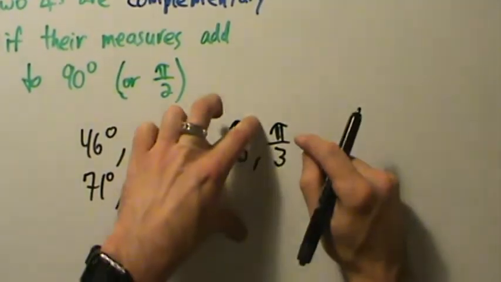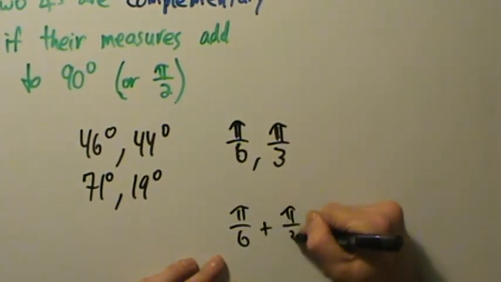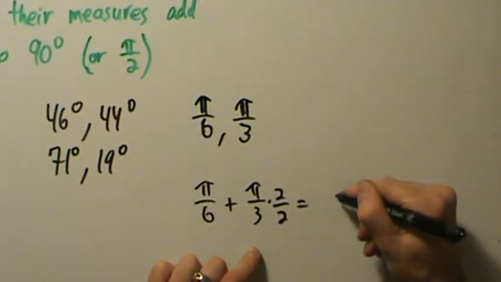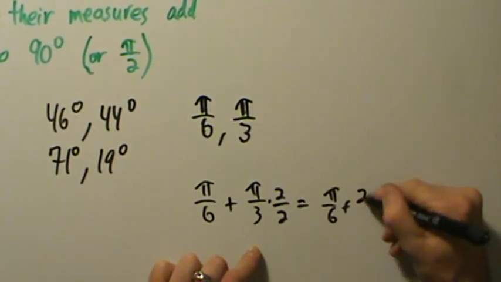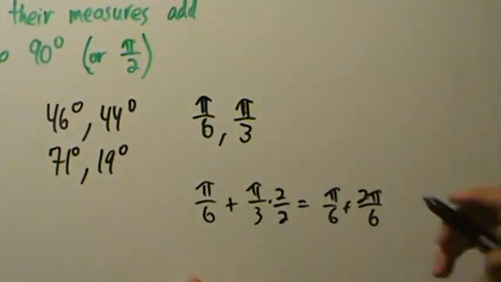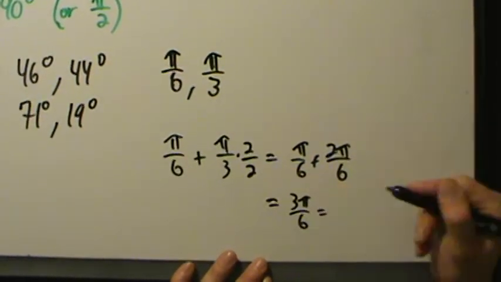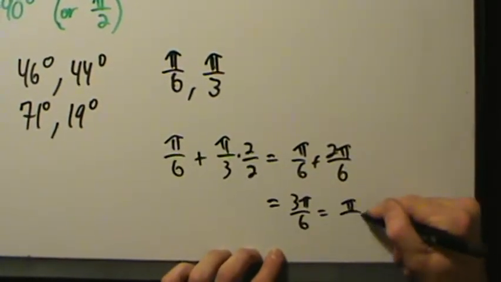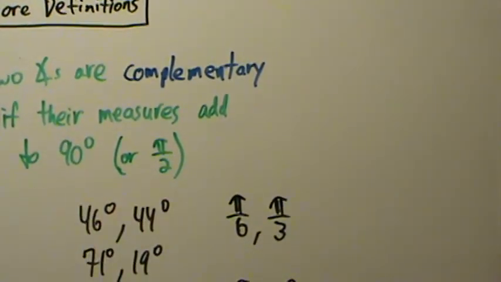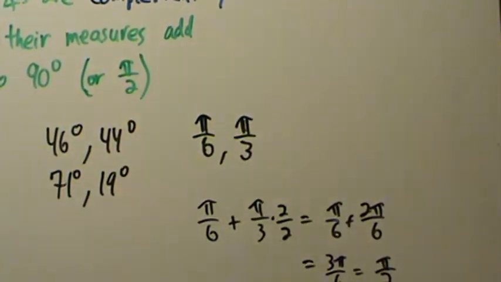Well, there's no degree symbol, right? So we're talking about radians. So we have to add them together. So pi over 6 plus pi over 3. Let's get a common denominator. We'll multiply this by 2 over 2. So this is pi over 6 plus 2 pi over 6, which is 3 pi over 6. 3 pi over 6 simplifies to pi over 2. And pi over 2 radians, remember, is 90 degrees. So these two are complementary, because if you add them together, you get pi over 2 radians, which is 90 degrees.